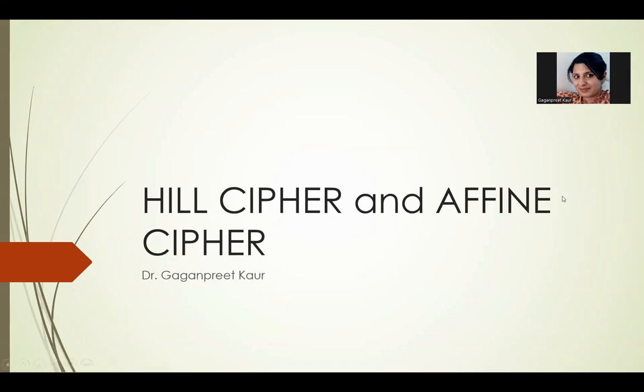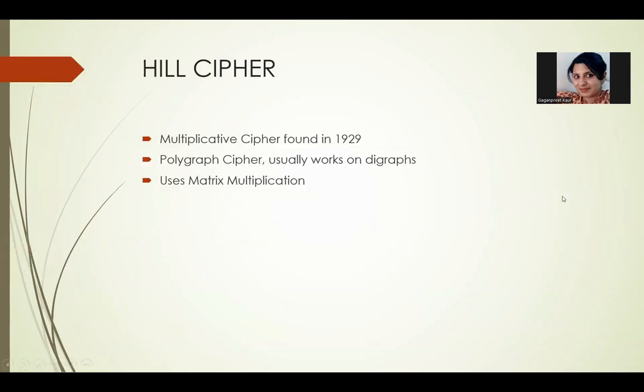Hill cipher was actually founded in 1929. It is a matrix multiplication cipher. So it is a polygraph cipher. What do I mean by polygraph? It means that it is going to encode a group of characters. So usually it is a digraph, but it can be a trigraph also. But beyond trigraph, we avoid.